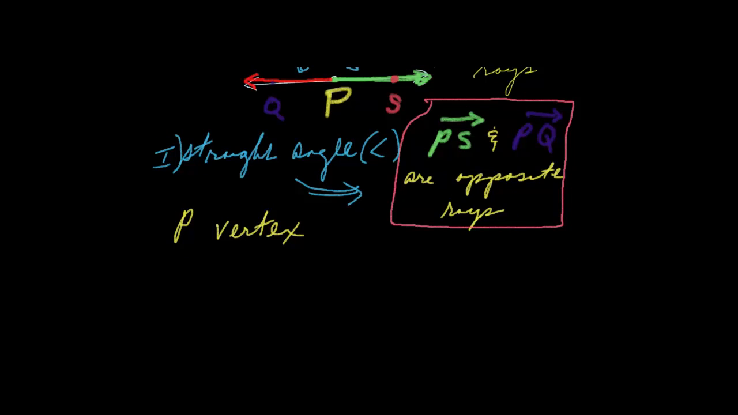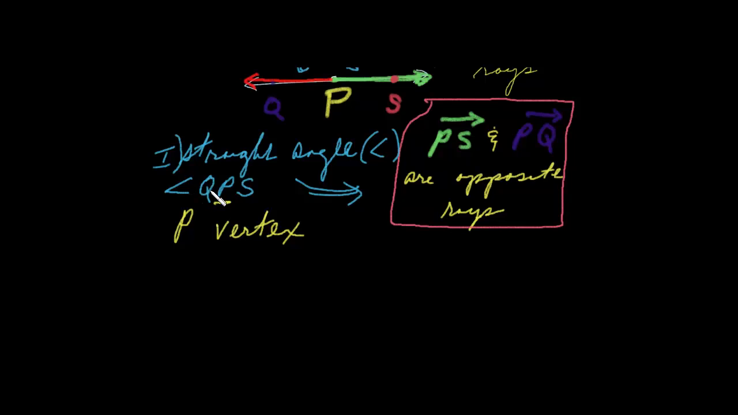When we name this straight angle, we use the symbol for angle. This angle would be angle QPS. Angle QPS is a straight angle. And notice that the vertex point must be in the middle of the 3 points that you would use to name the angle.